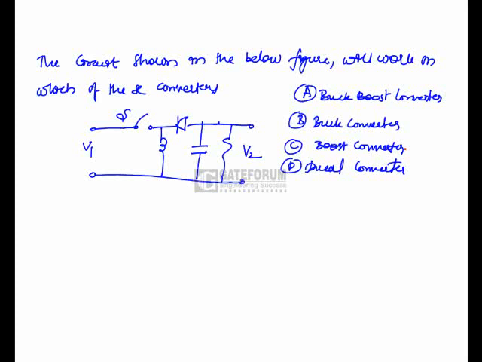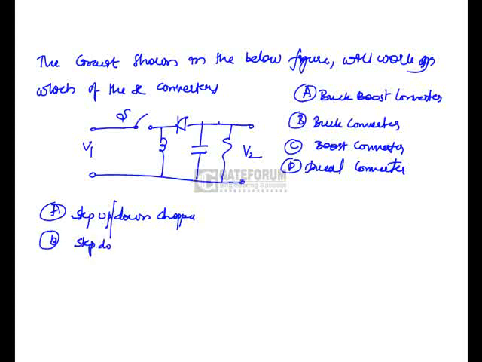Next question: the given circuit will work as which of these converters? He has given four options. Option A, buck boost converter, is a step up and step down chopper. Option B, buck converter, is a step down chopper. Option C, boost converter, is a step up chopper. Option D is a dual converter.